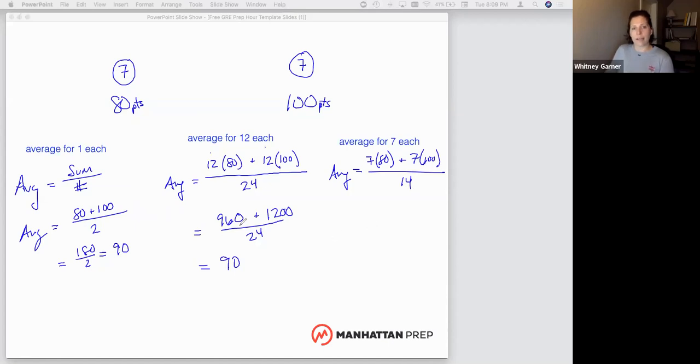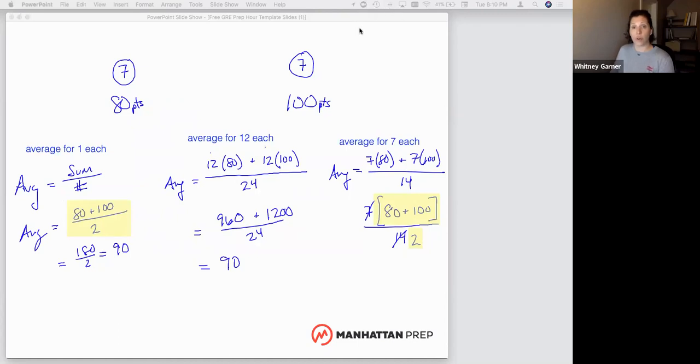Now, rather than multiply it out like I did over here, I'm going to do something that we could have done with this example. Notice that both terms in the numerator have a 7 in them. So I'm going to separate that out. And this is going to be 7 times 80 plus 100, divided by 14. All I did was factor out a 7. And now that 7 can cancel with this 14. And lo and behold, notice that the average is still the same in terms of the calculation.